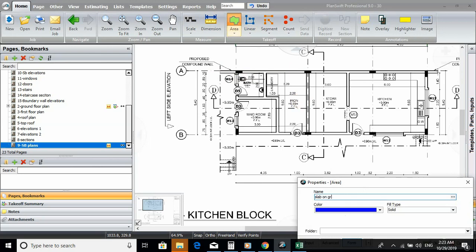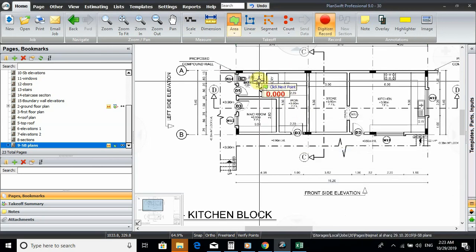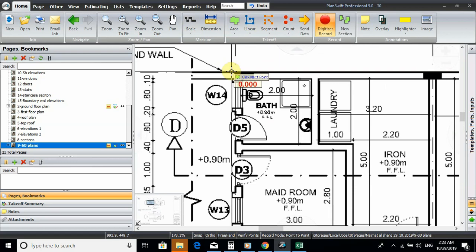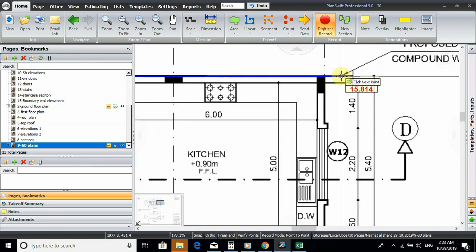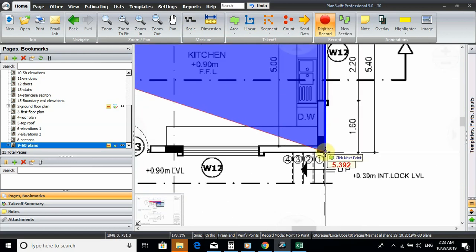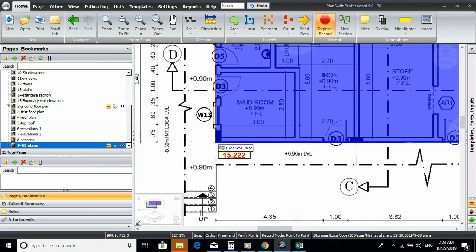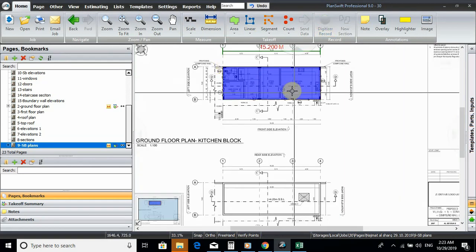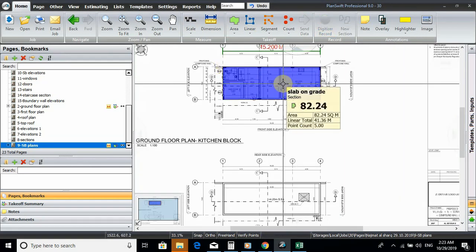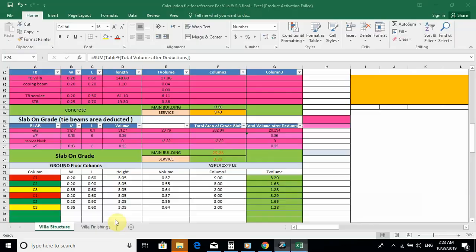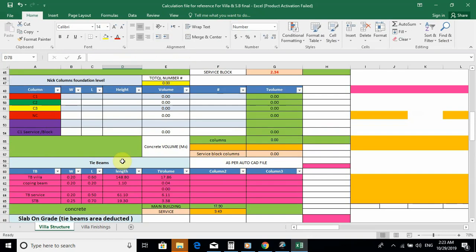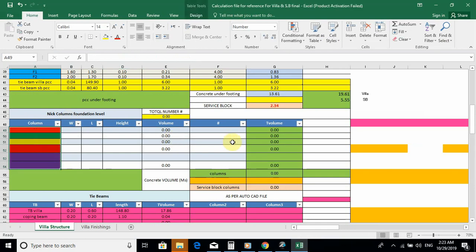Slab on grade. Okay. This is the surface block area. Okay. How much? 82, almost 3. 82.3 multiplied by 0.1, and now you have the slab on grade for the surface block. Now for the next step, trim. You know, like you're trimming the hair or just making it ready.